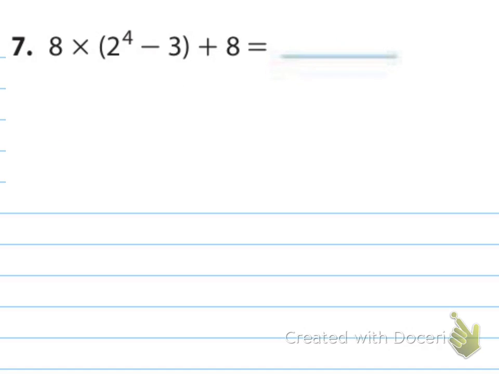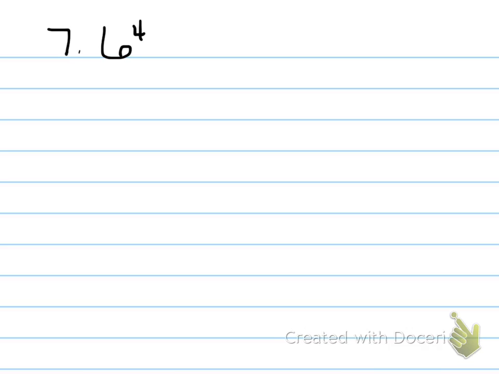For number 7, I think this is the right one. Here we go. This is the right one. For number 7, we have 6 to the 4th power. And for this one, it said to write each power as a product of the same factor. So that means we need to do 6 times 6 times 6 times 6, and then find the value. So now we actually have to solve it out.